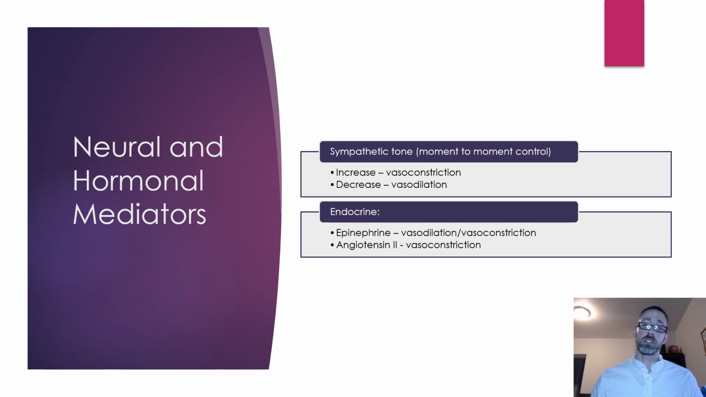Angiotensin 2 is a hormone that's produced in what we call a renin pathway, which we'll get to in the kidney lecture. But when angiotensin 2 levels rise, it causes vasoconstriction.